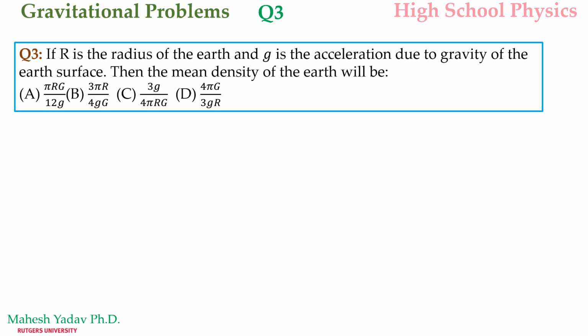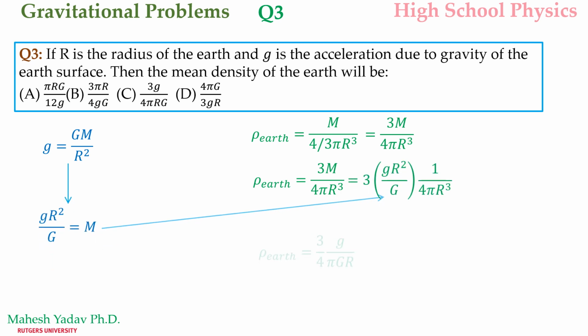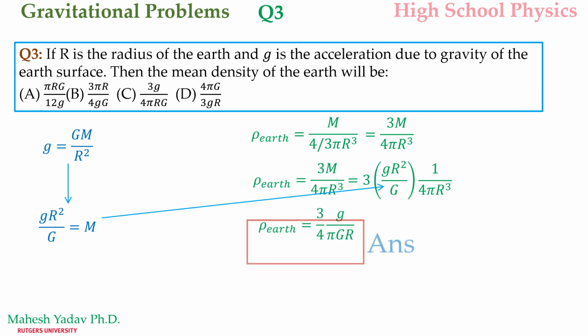In this problem, they are asking for calculating the mean density of Earth. They have given the radius of Earth, r, and acceleration due to gravity, g. So we write the gravitational field strength as this. Now we start with density of Earth as mass of Earth divided by volume of Earth. We assume Earth is uniform and shaped as a sphere. Now, the answer choices do not have mass of Earth. So we take the equation on the left and solve for m so that we can substitute on the right. And we get this, and the choice of answer is C. That ends the video.